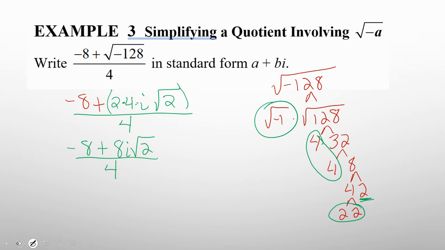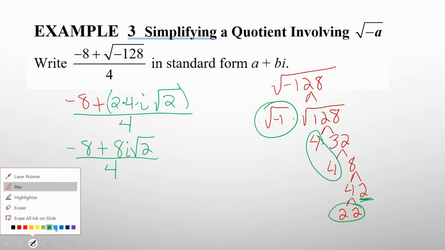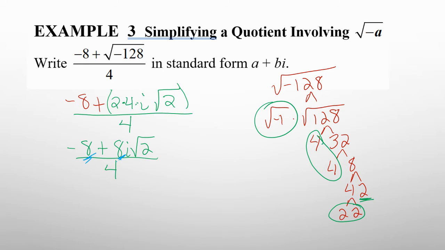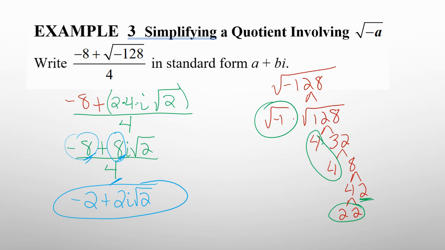And then I look at the negative 8, 8, and 4. We don't look at the square root of 2, because remember, the square root of 2 is different. It's not a like term. But the negative 8, 8, and 4, do they have a common factor? They do. We can divide all of them by 4. So negative 8 divided by 4 is negative 2. 8 divided by 4 is 2. And then 4 divided by 4 is 1. So this is simplified form.